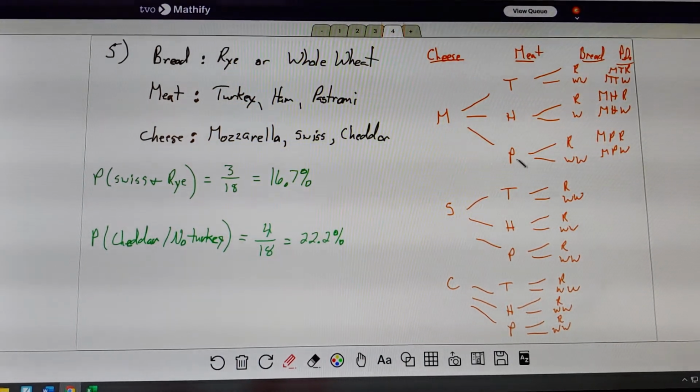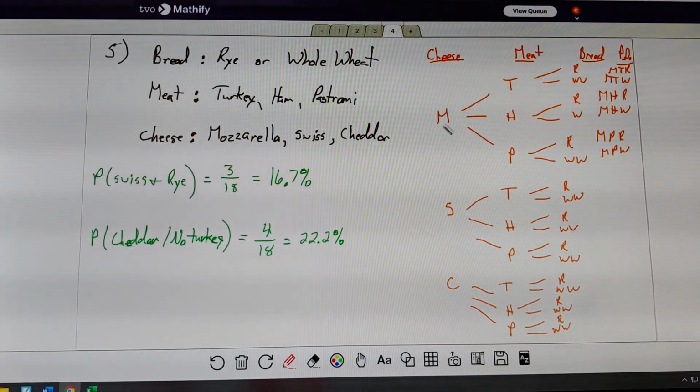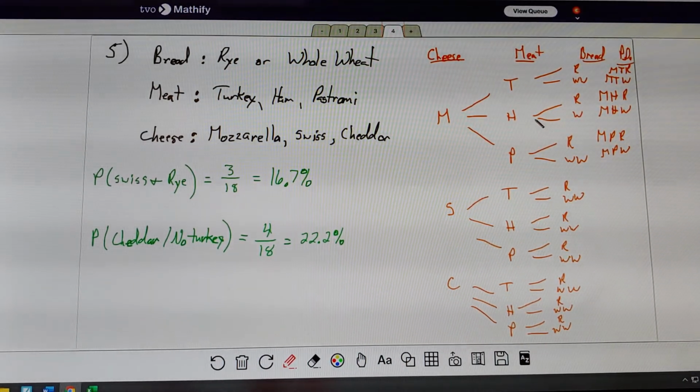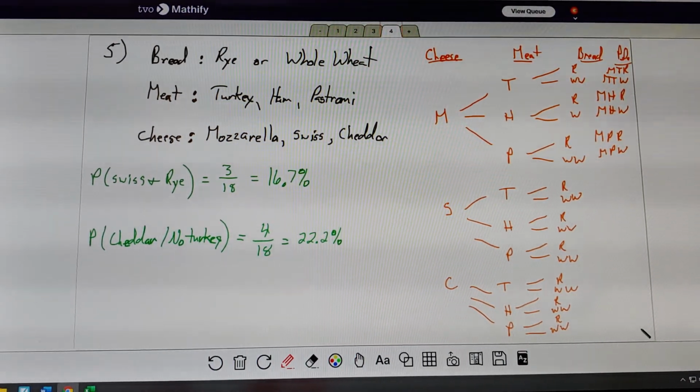And then I did that for all of them. And then showing the possible outcomes. And again, for possible outcomes, you just follow a trail to each endpoint. So mozzarella turkey rye, mozzarella turkey whole wheat, mozzarella ham rye, mozzarella ham whole wheat, so on and so forth all the way down.